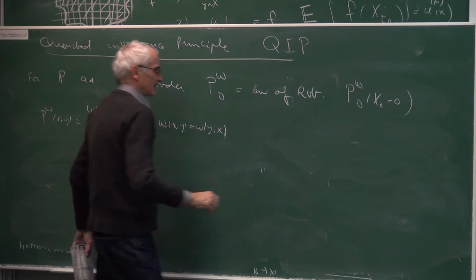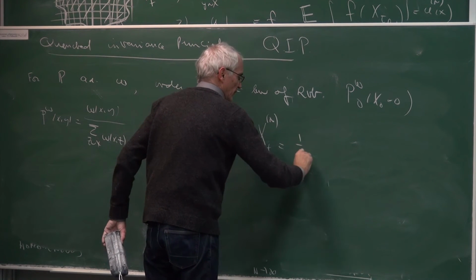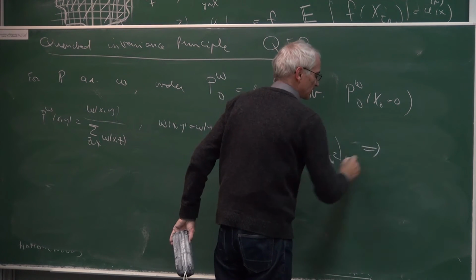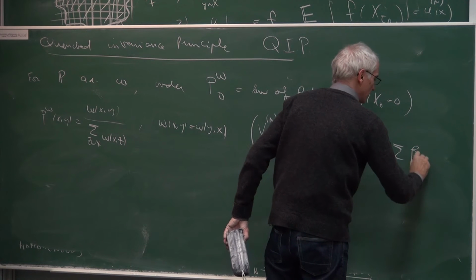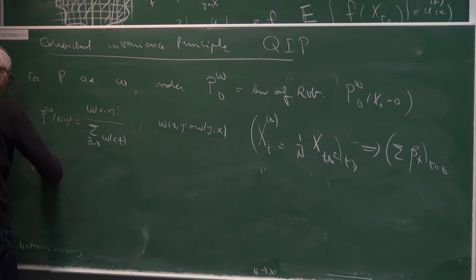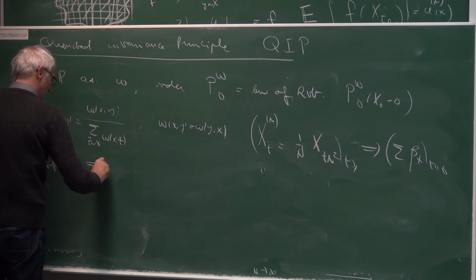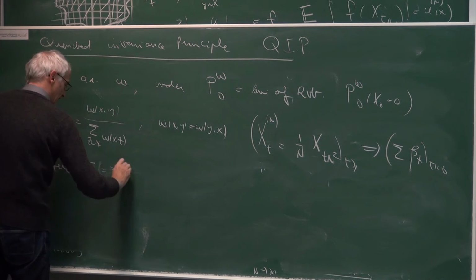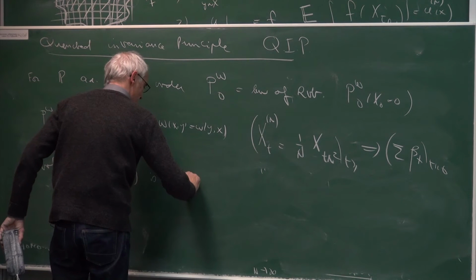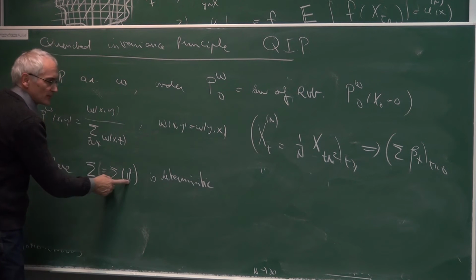So what you would like is that you look at the rescaled object. You rescale by 1 over n the space and by n squared the time. You want this to converge in law to a Brownian motion, where sigma, which is actually sigma of P, is deterministic and non-degenerate. Deterministic, it depends on the distribution, but it's not a random variable.